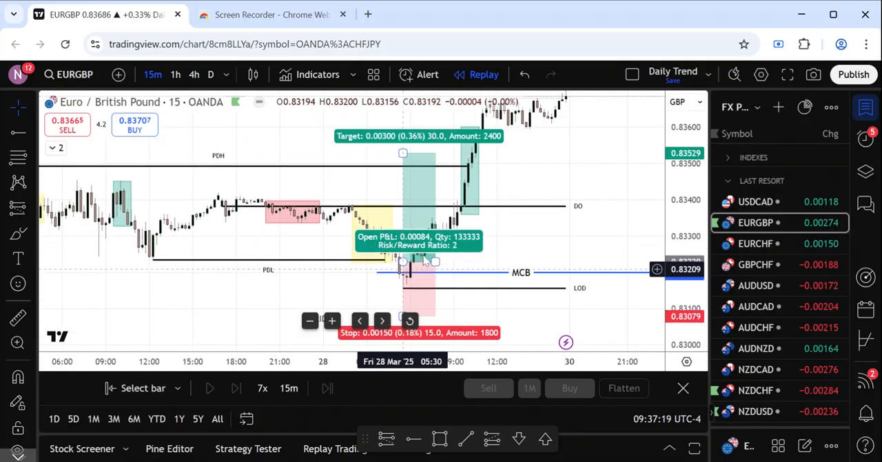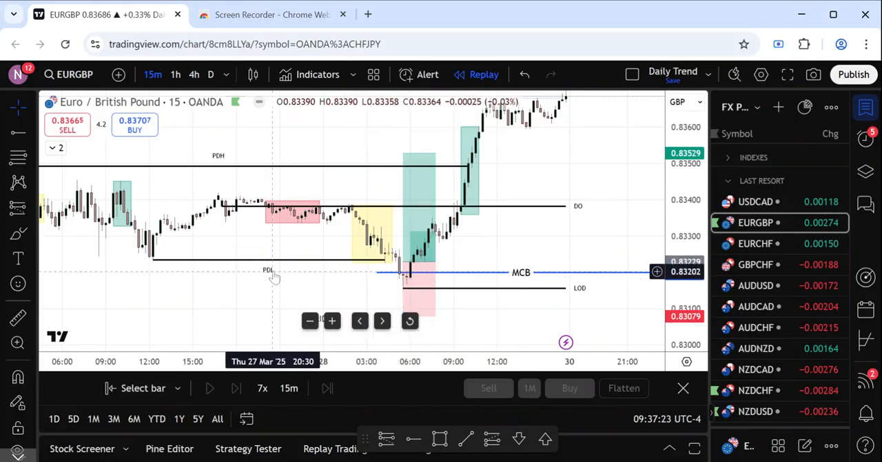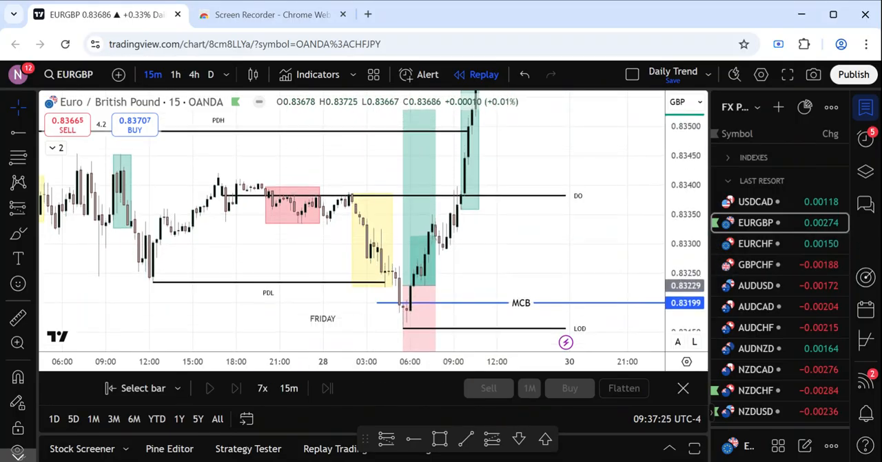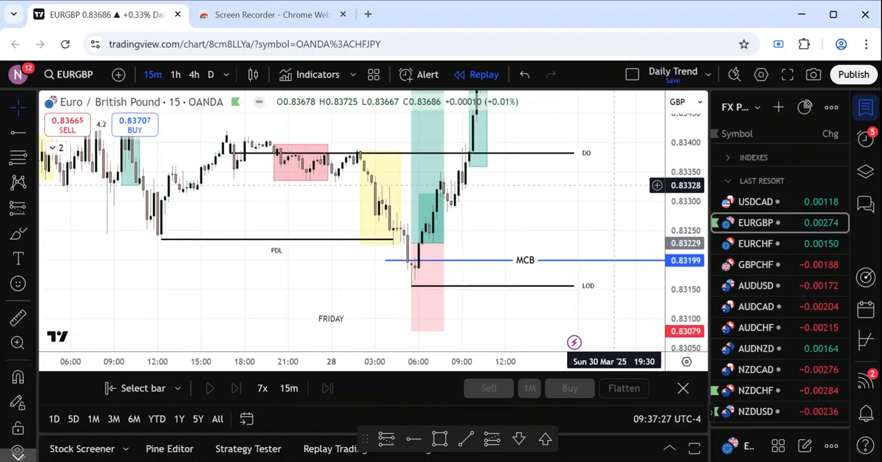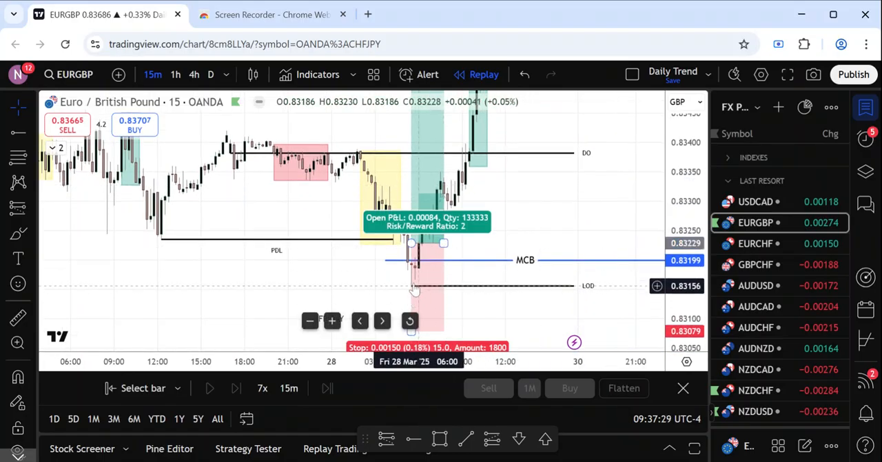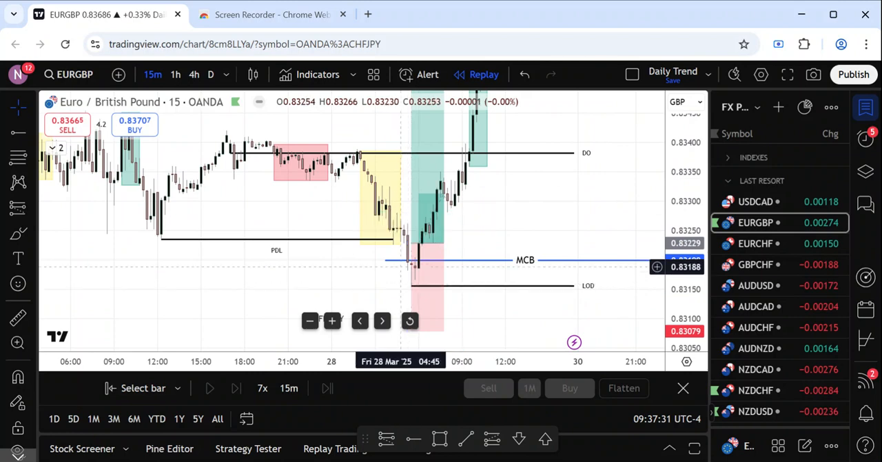So here we go. When I come to the chart, where is price during London? It's below the prior day low. So good, I'm looking to go long. I wait for my money candle. The money candle came right here at the low of the day.